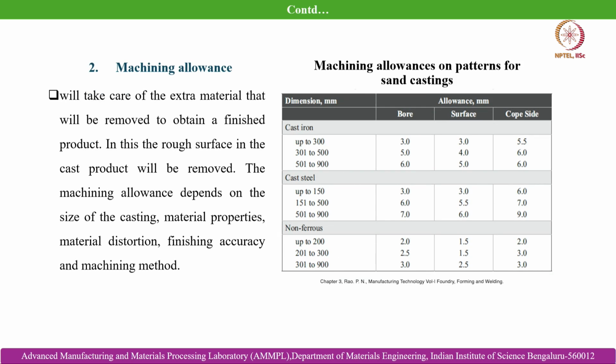So, the next is machining allowance. We have already discussed the necessity and importance of providing machining allowance to the pattern. So, this table shows, for your knowledge, the machining allowance that is generally provided for different materials and also for different locations within the cast object that is being manufactured out of these materials.